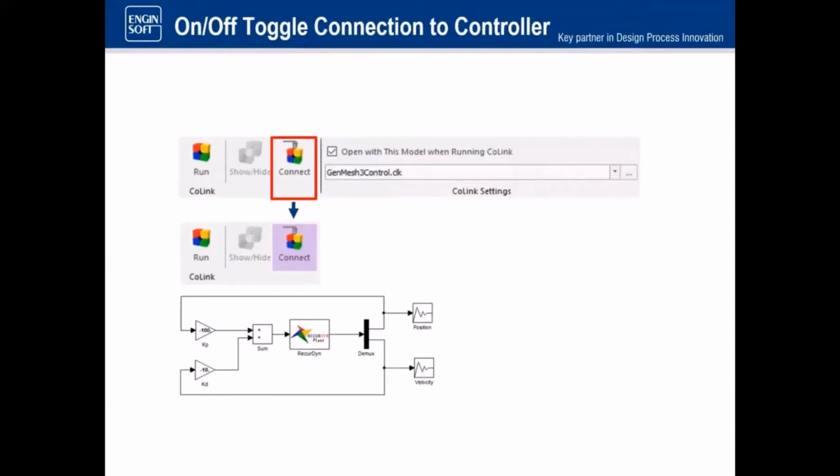Nice thing about this interface with CoLink is that this connect icon that we're looking at here, you can toggle that on and off. So this really makes it easy to do this piece by piece approach, because if you want to just not include the controller, you just toggle off that connect icon, and then it's not included in the simulation. So that really makes it helpful to be able to do things separately.